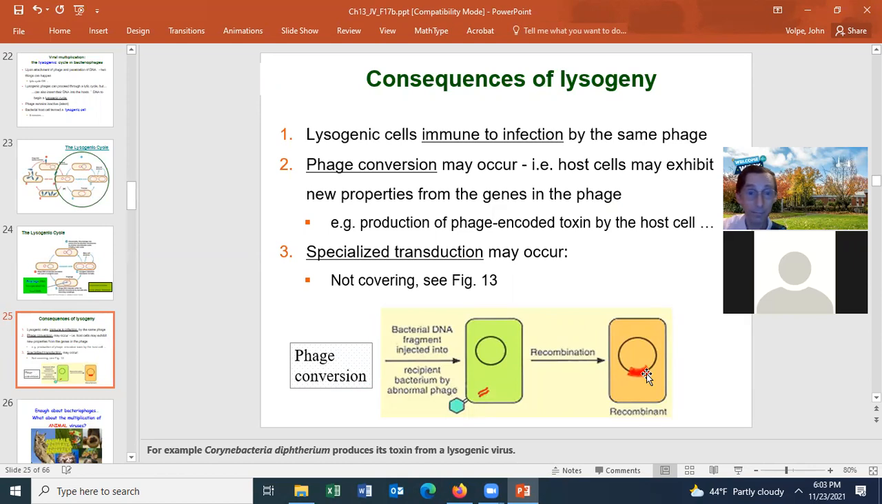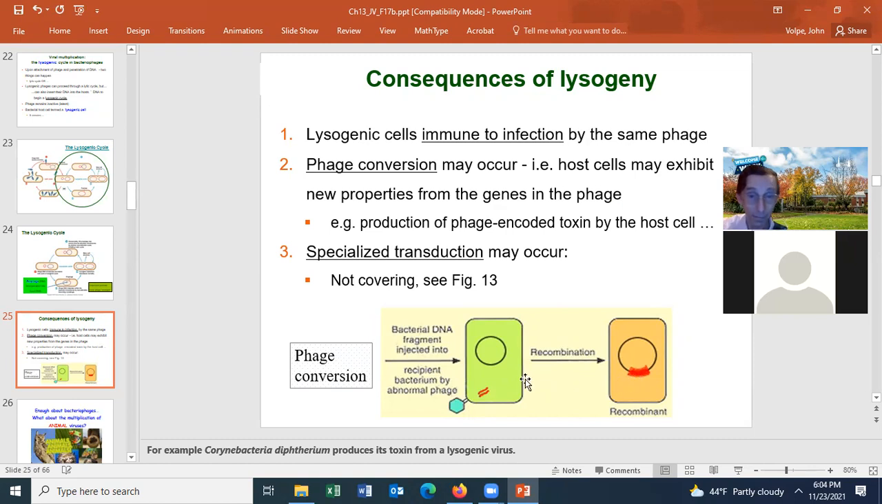For example, cells expressing the Corynebacterium diphtheriae toxin can only express the toxin if Corynebacterium diphtheriae, the bacteria, is infected with the lysogenic virus, because it's the lysogenic virus that produces the Corynebacterium diphtheriae toxin. Any questions about that?